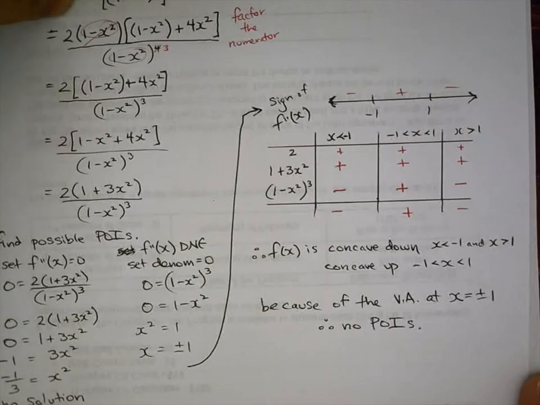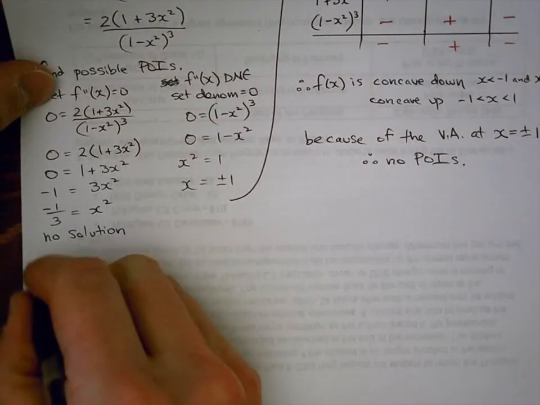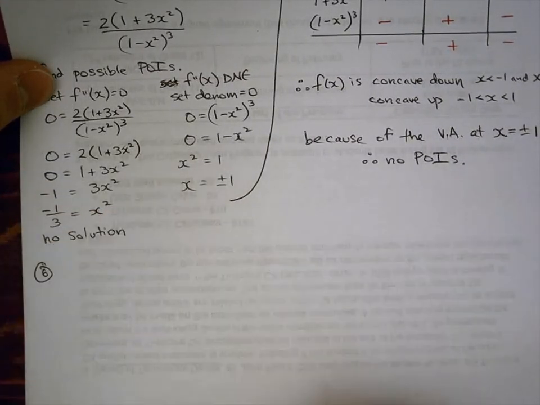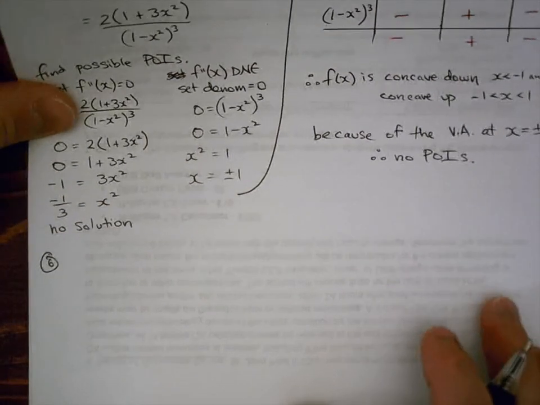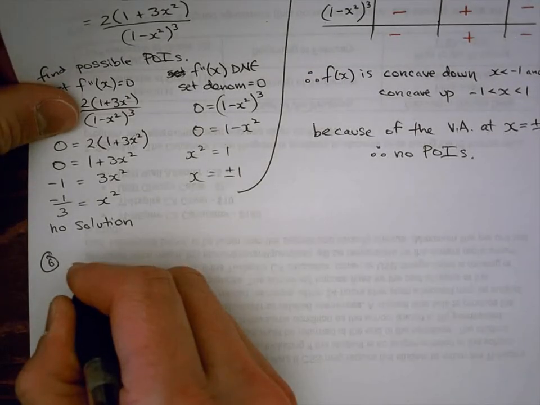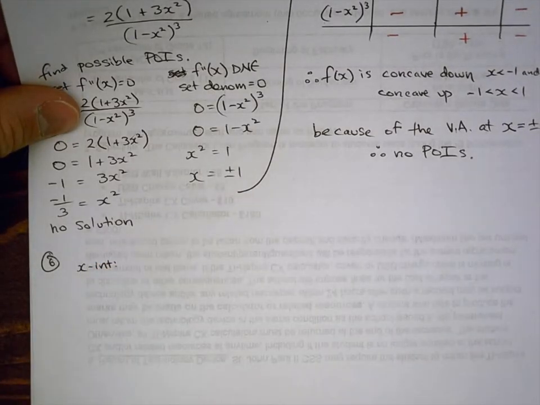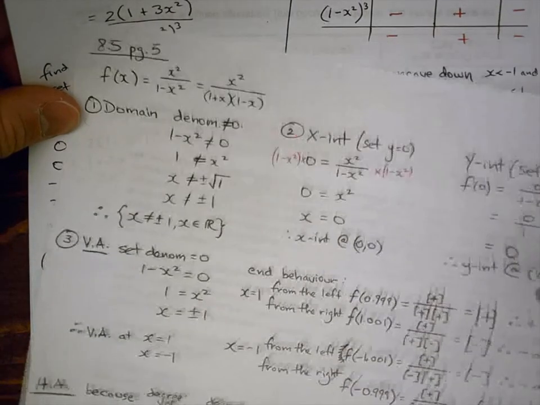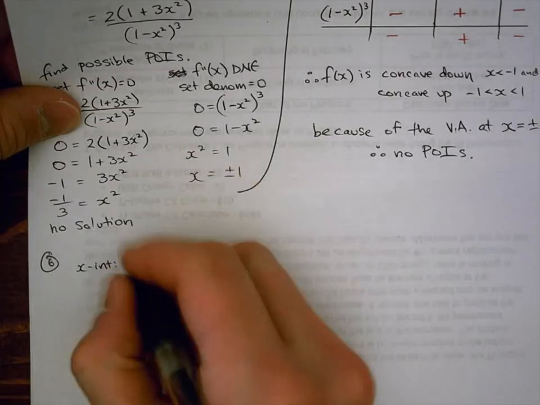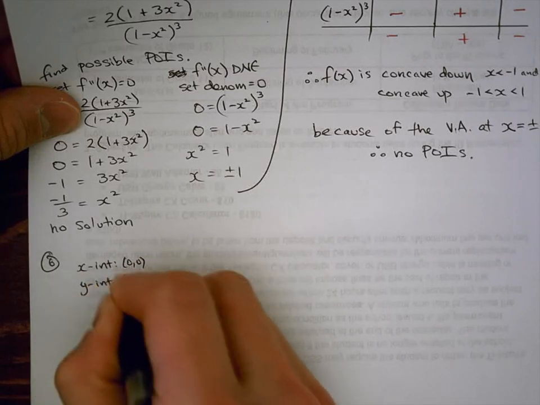Okay, getting exciting now, because we have all the information we need to sketch. And what you'll find with these kinds of rational functions is that most of the information we already have. There's not going to be as many ancillary steps here. The x-intercept was 0, 0. The y-intercept was 0, 0.